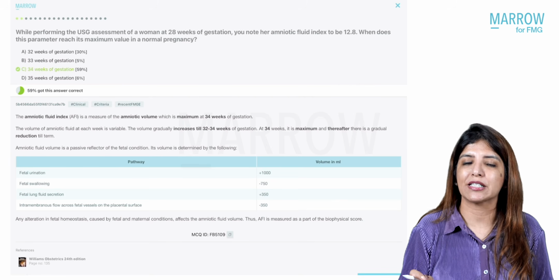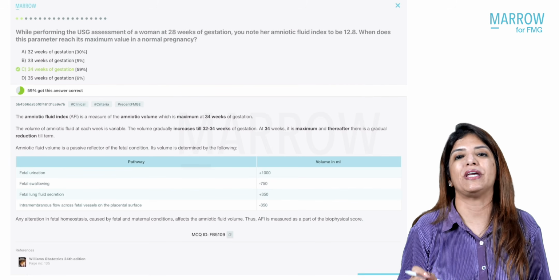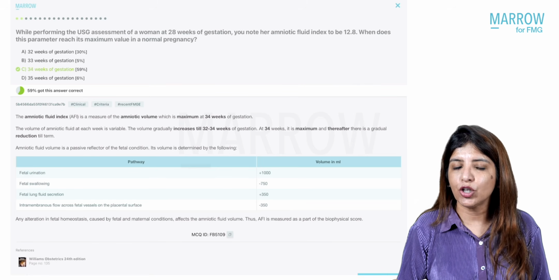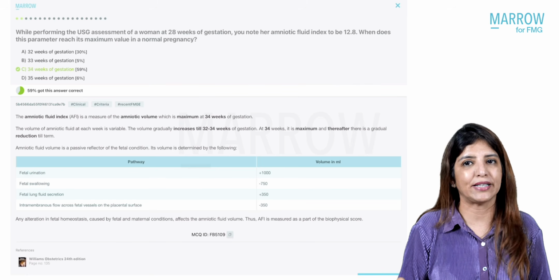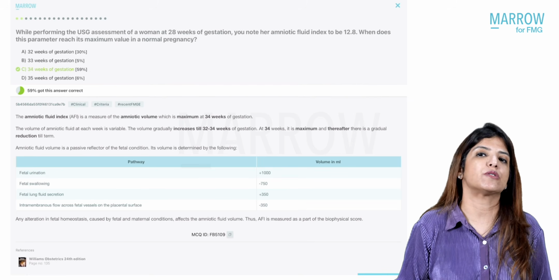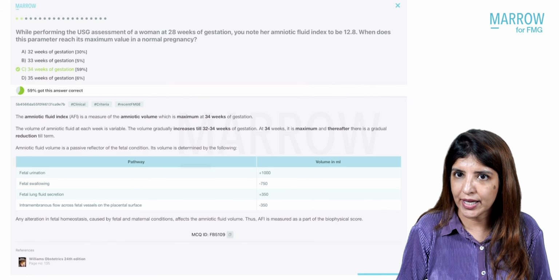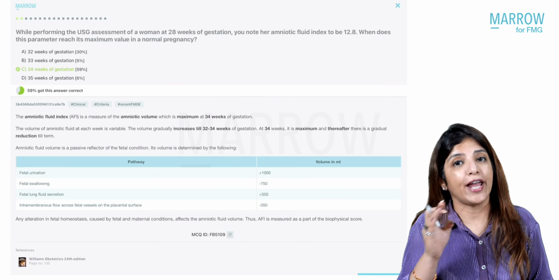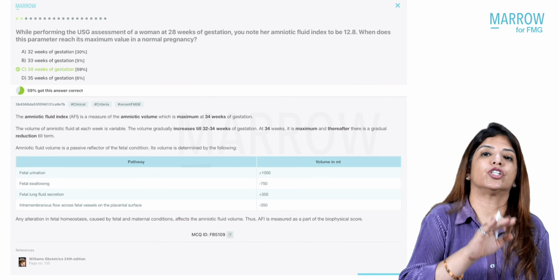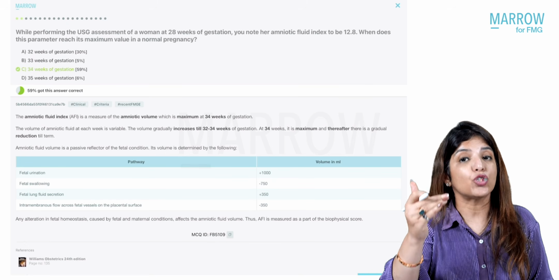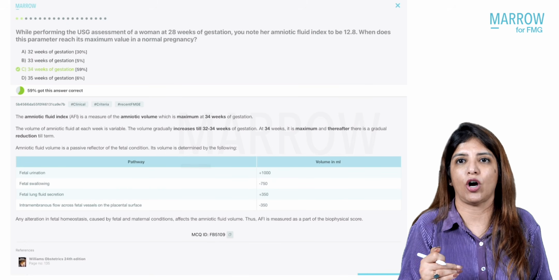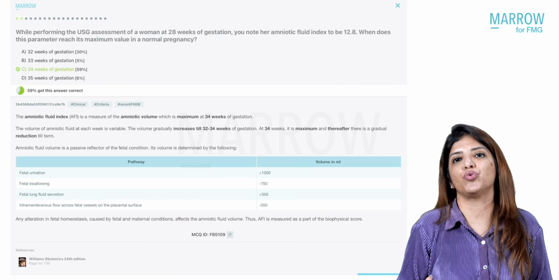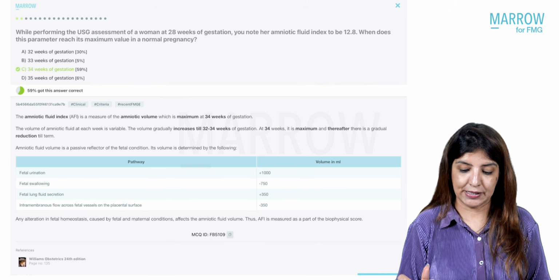Amniotic fluid is maximum at 34 weeks of pregnancy. Repeatedly in the app, I have been telling you that you don't have to get confused by this answer. Amniotic fluid is maximum at 34 weeks of pregnancy. If 34 weeks is not given and a range is given, then the range is 32 to 34 weeks. But if 32 and 34 both are given in the options, like in your exam, then the answer you have to choose is 34 weeks, right?